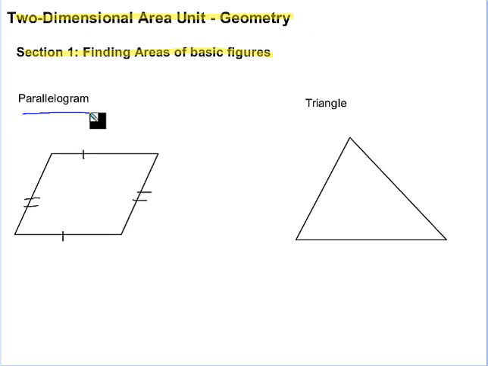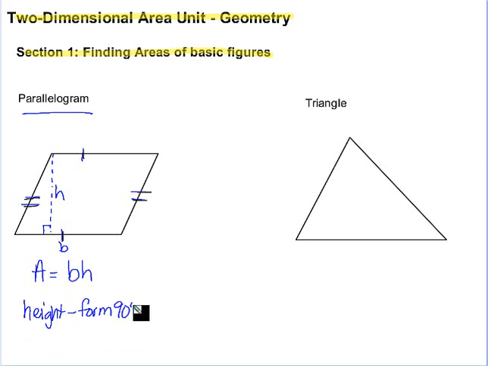A parallelogram. Recall, in a parallelogram, the opposite sides are congruent. Parallelograms also include rectangles. In order to find the area of the parallelogram, we have to take the base times the height, where the height forms a 90-degree angle with the base. So the height must form a 90-degree angle with the base.